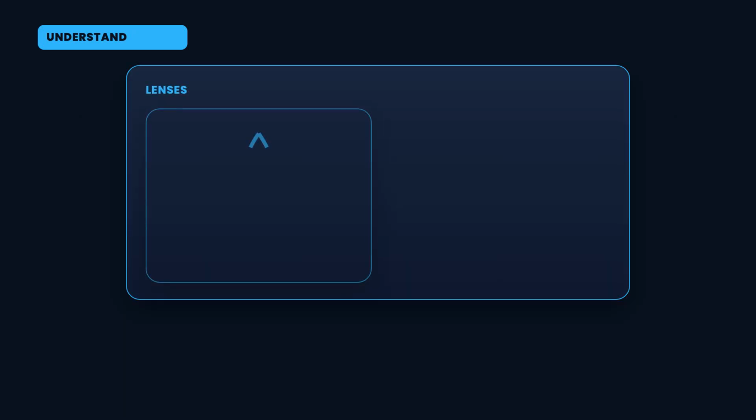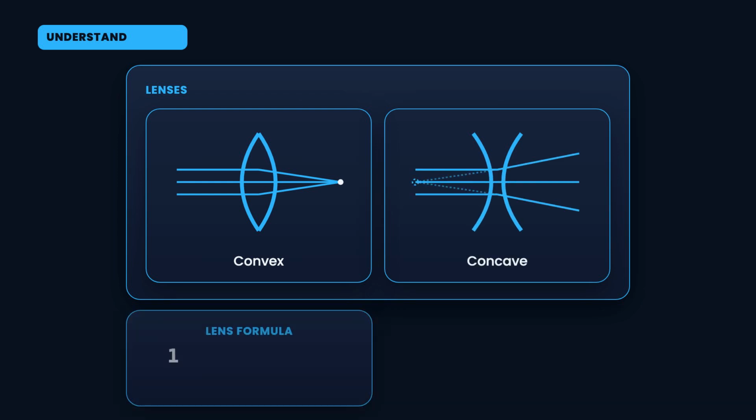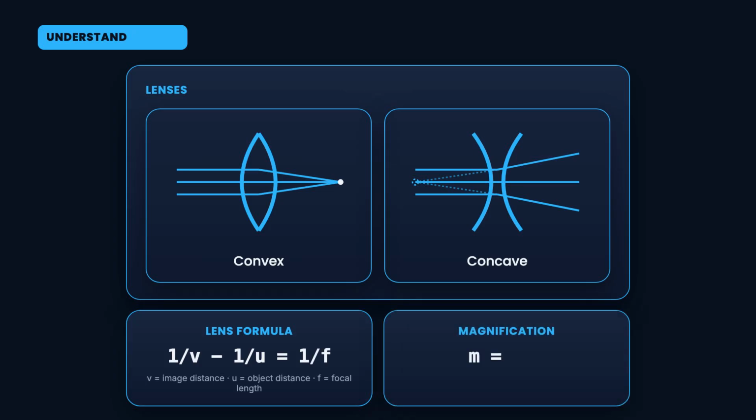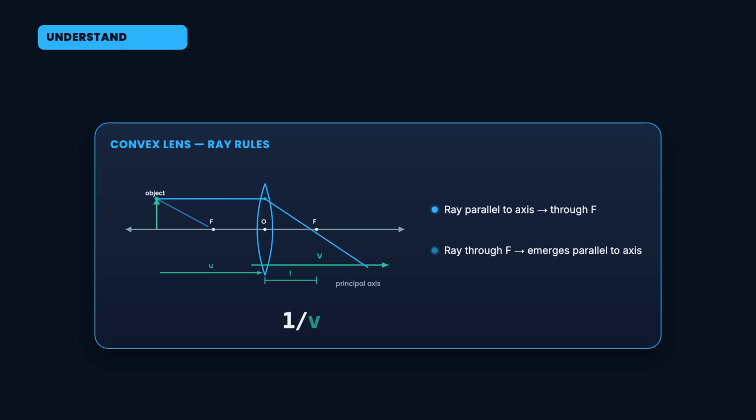Lenses. A convex lens is thicker in the middle and converges light. A concave lens is thinner in the middle and diverges it. The lens formula, 1 by V minus 1 by U equals 1 by F. Magnification, M, equals V by U. For lenses, 3 rays. A ray parallel to the axis passes through the focus on the far side. A ray through the optical center goes straight, undeviated, and a ray through the focus emerges parallel to the axis.